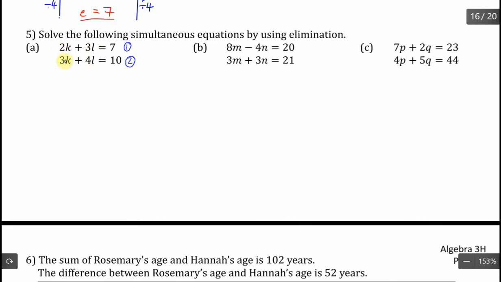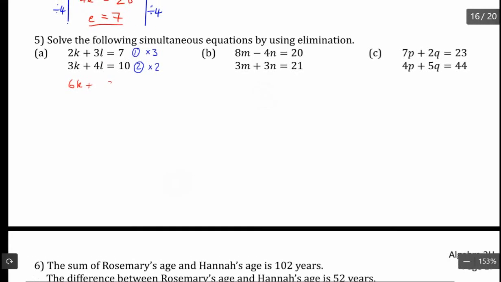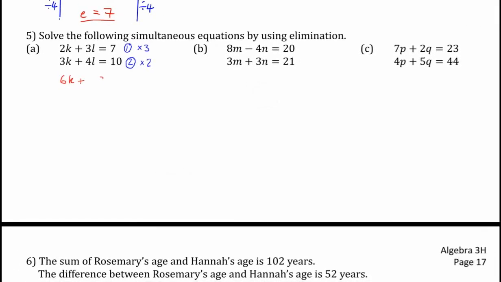Okay, and I'm going to go for the k's being the same. I want to try and make 6k, so I need to multiply this first one by 3 and the second equation by 2. So that would give me 6k. If I multiply the 3l by 3, that would give me 9l. And 7 times 3 is 21. Okay, and I'm going to call that equation 3.